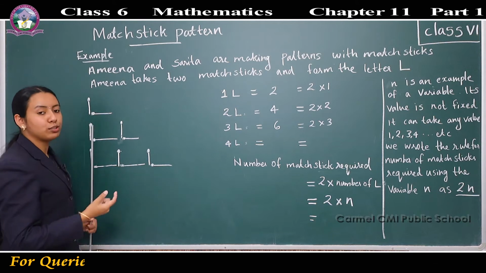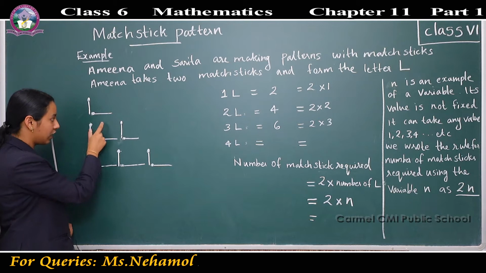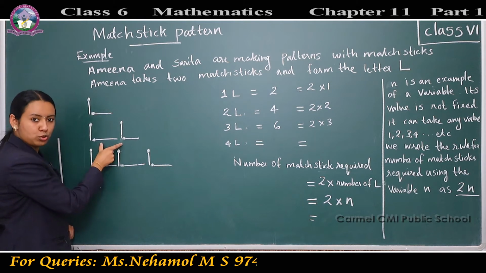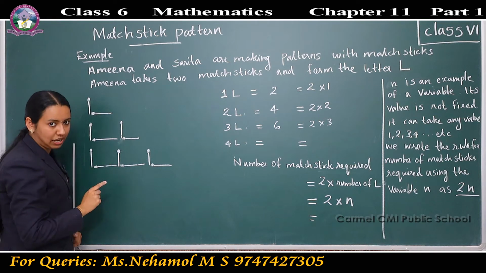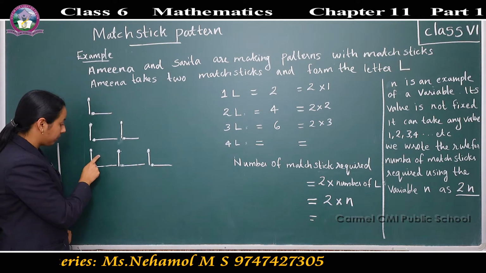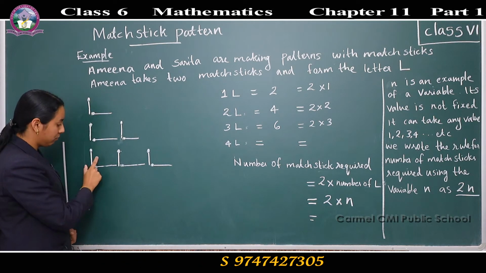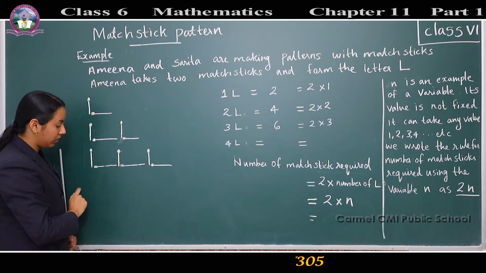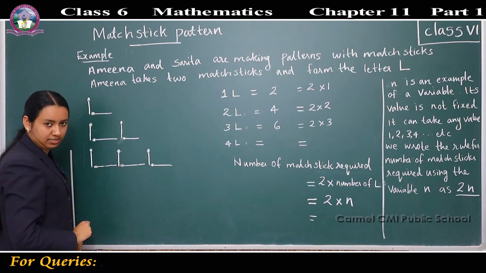Then Sarita takes two more matchsticks and makes one more L and places it near the first one. Now two L's. Then 1, 2, 3, 4. 4 matchsticks are needed to make two L's. Then Amina takes two more matchsticks and they form 3 L's. Now how many matchsticks are needed? 1, 2, 3, 4, 5, 6.